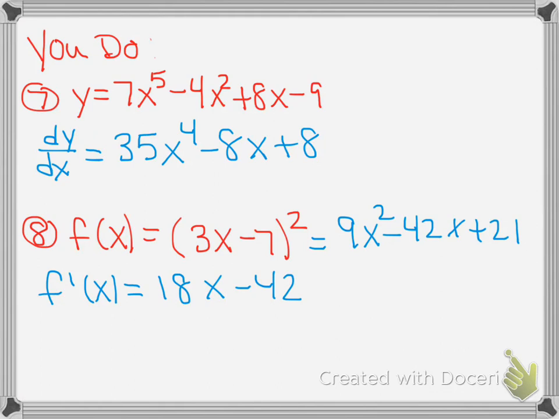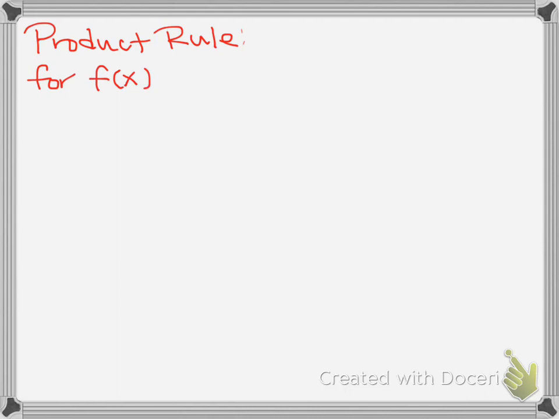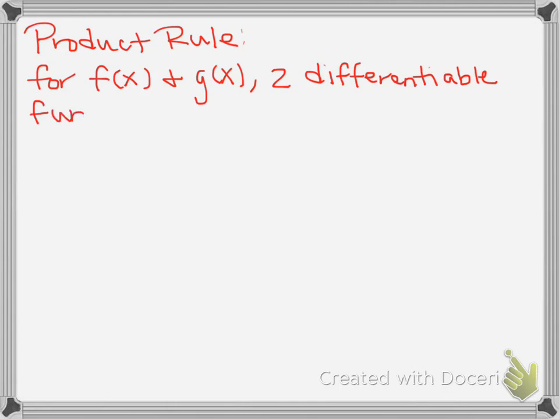But what I want to get into right now is another way to look at number 8. And that is when two items are multiplied together, we have another rule that we're able to use, and that rule is called the product rule. And when you tackle the product rule, we say for f of x and g of x, we have to note that these are two differentiable functions. Now, when I say differentiable, I mean we are able to take the derivative for f of x and g of x.